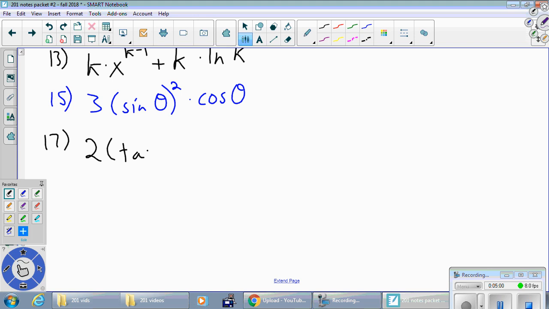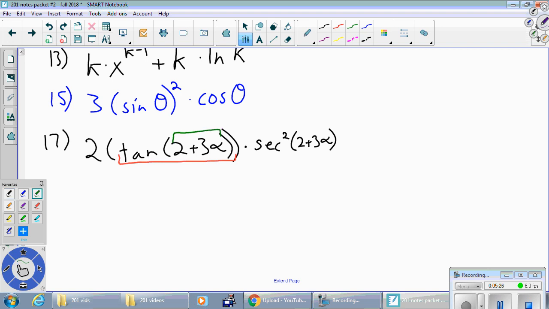The 2 comes down, I copy all of the stuff, I subtract 1 from the power, so it should be a first power, but I won't write that. And then times the derivative of the stuff in the big parentheses, which is all of this here. And the derivative of tan of stuff is secant squared of that stuff, times the derivative of the stuff in the inner parentheses, and the derivative of 2 plus 3 alpha, where alpha is the variable, is 3.